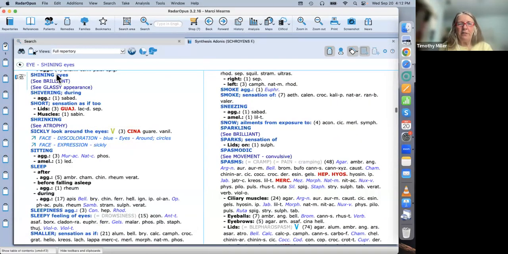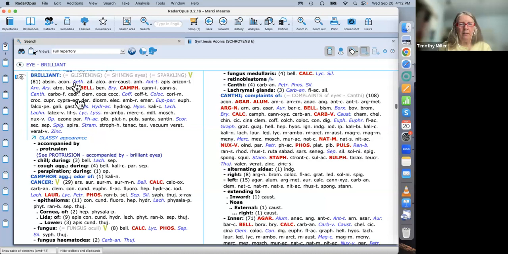Now, when I actually get into the repertory for shining eyes, they're going to give me two, what we would call, these aren't cross-referenced, these are synonyms, all right? And these are hyperlinked. So let's go to brilliant first. Let's just click on that brilliant, and here's my eye brilliant. So this is what they're suggesting for shining eyes. Again, I'm going to use that equal key on the upper right hand corner next to delete.